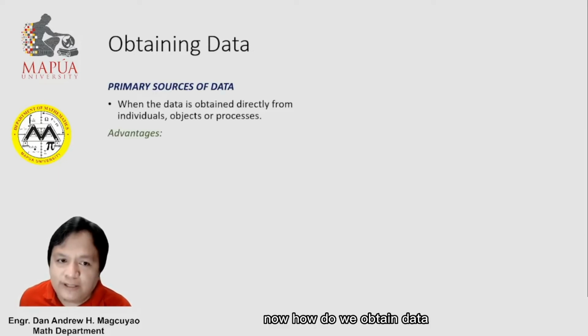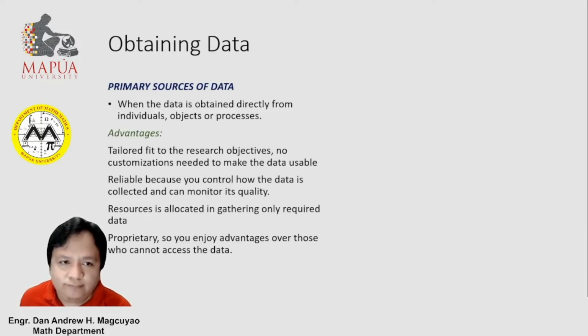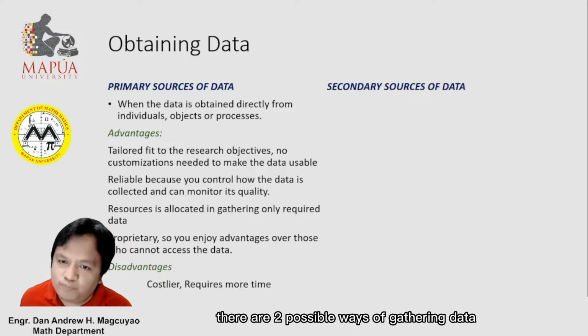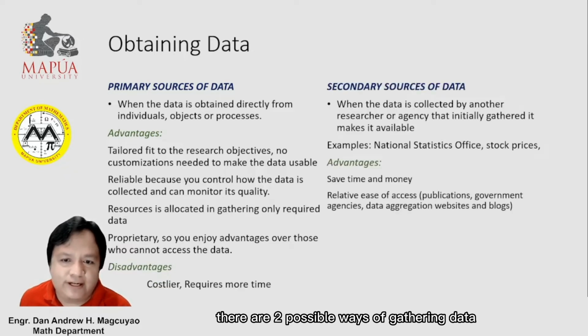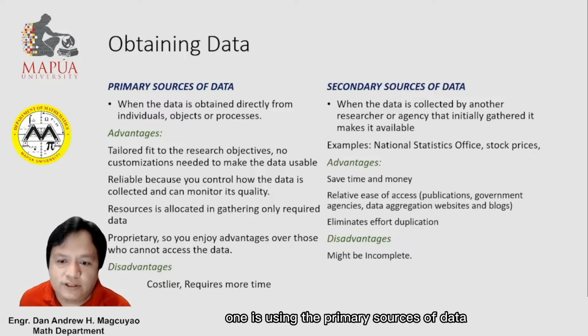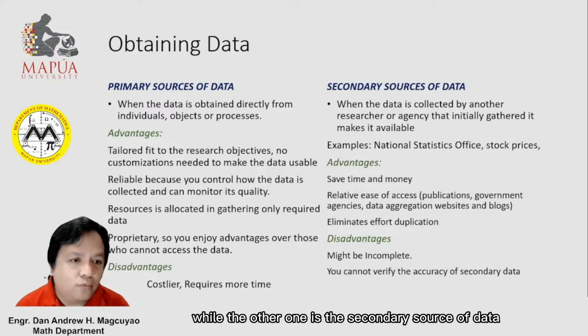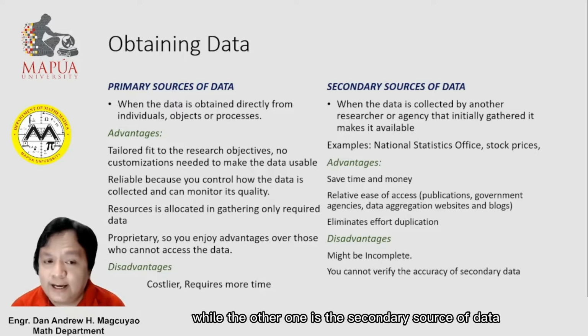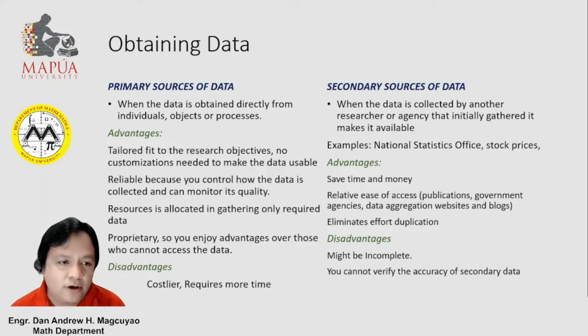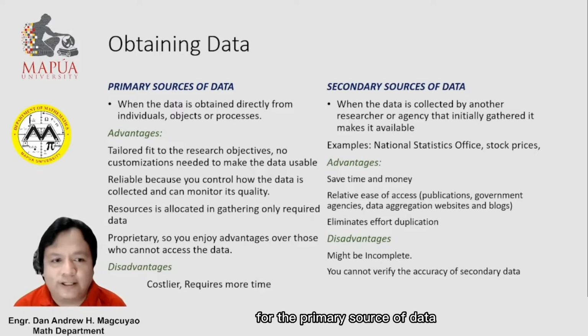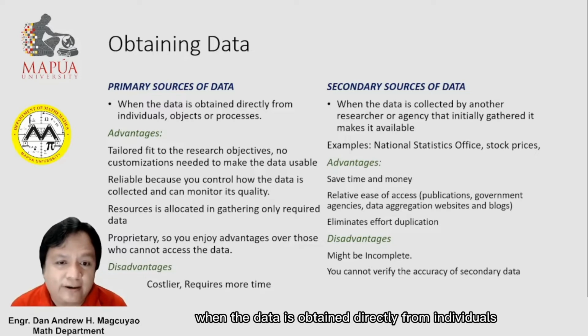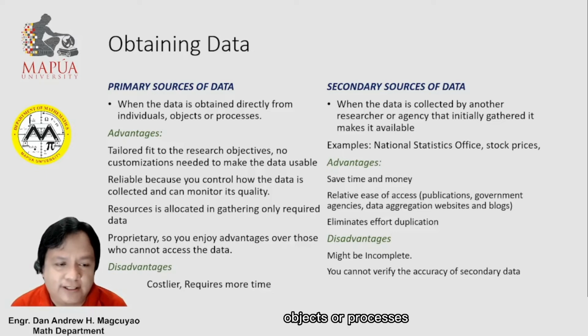Now, how do we obtain data? There are two possible ways of gathering data. One is using the primary sources of data, while the other one is the secondary source of data. For the primary source of data, the data is obtained directly from individuals, objects, or processes.